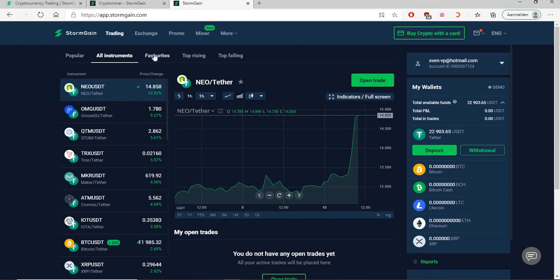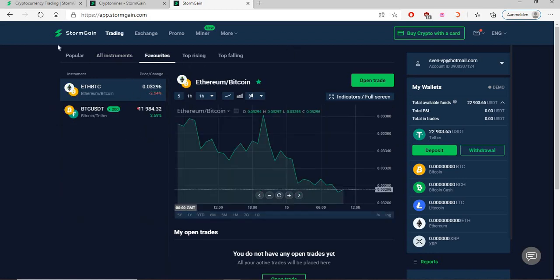The favorites are the most favorable ones on the StormGain app to trade with. Why? Because you can see here the Bitcoin US dollar Tether pair for leverage trading. You get a bonus factor of times 200 of your profit, but be careful, you can also get a 200 times factor of loss when you're losing money.